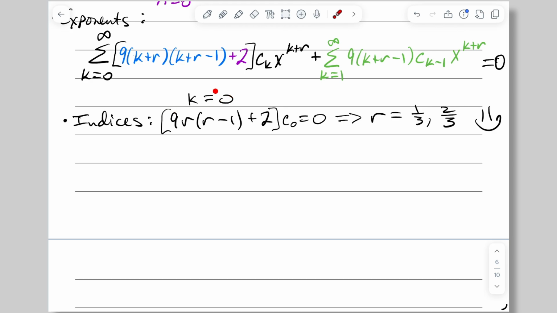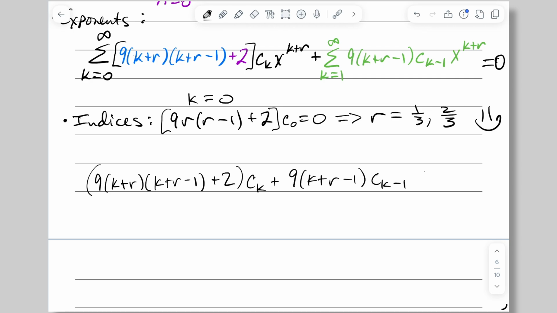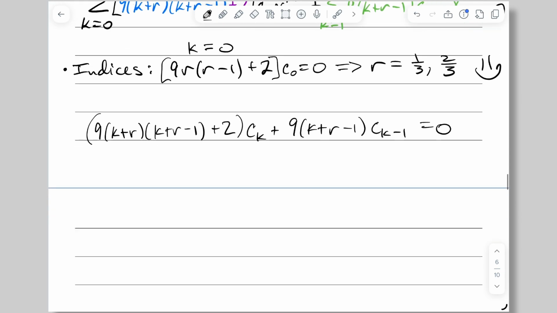Since we've already written down the k equals 0 term for the first sigma expression, we effectively have two sigmas that have the same starting index and the same power on the variable x. So rather than writing down the sigma expressions, we can just write down what's going to give us the recurrence relations. From the first expression, we have 9 times the quantity of k plus r times k plus r minus 1, all that plus 2, times c sub k, and then plus from the second one, 9 times k plus r minus 1, c sub k minus 1, and all of that is equal to 0.